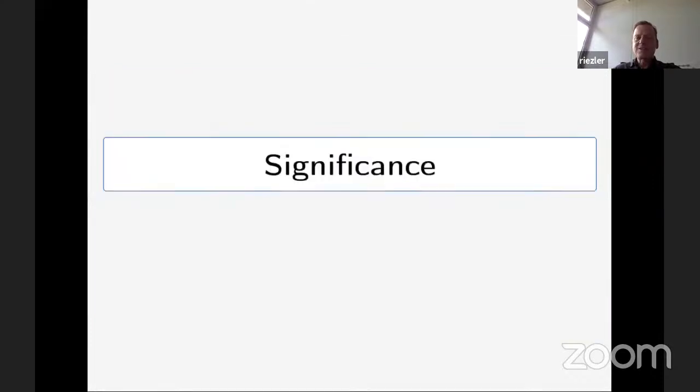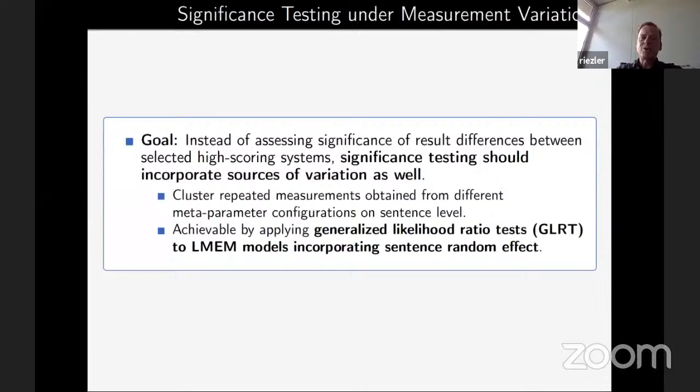Okay, then the last part, significance. This is just 3 slides, and it basically makes a connection between significance testing and this reliability analysis. What I want to do is make a plea to use the generalized likelihood ratio test as your favorite significance test, because the likelihood ratio test can be directly plugged into this LMEM analysis, and in difference to all other significance tests I know of, it's a one-stop approach to significance testing under sources of variation.